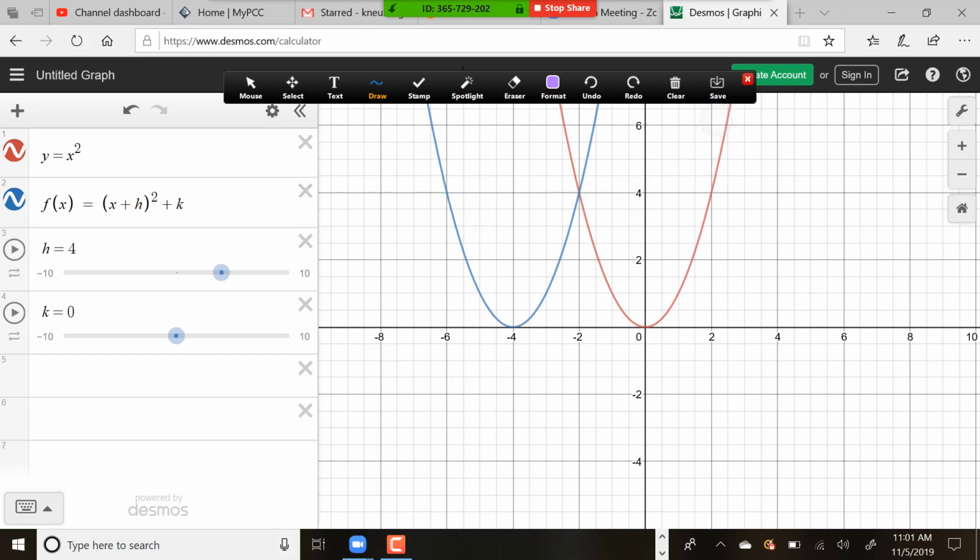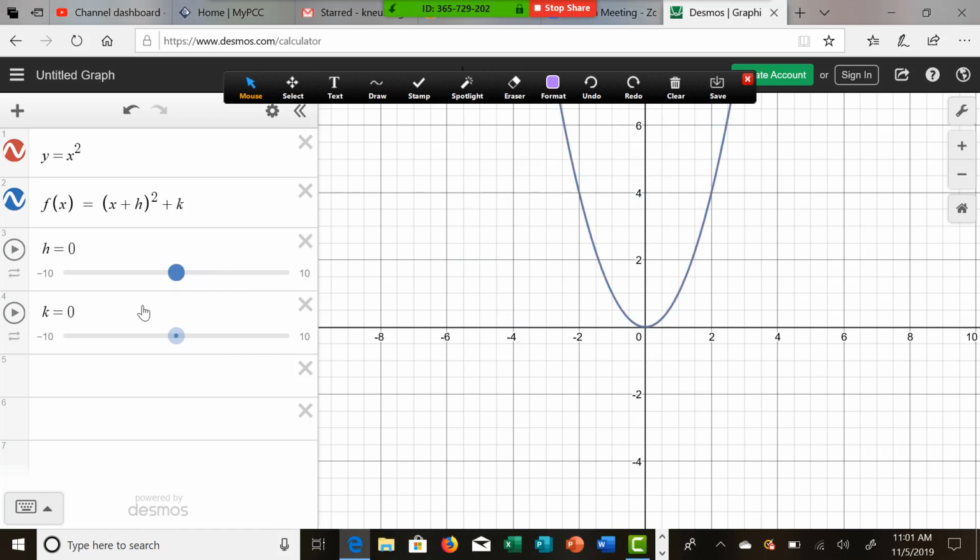Now, let me clear all this out, and let's set our h back at 0 again, and let's watch what happens if I play both the h and the k. So I'm going to start the h, that's making it go left and right. Now watch the k move. Now we're going up and down and left and right all at the same time. I'm going to wait until I can see it, and then I'm going to pause one and pause the other.